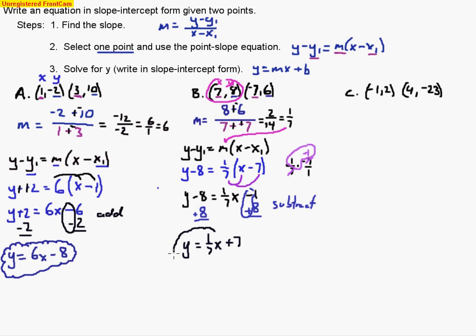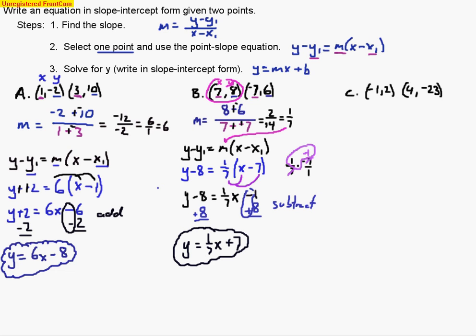And there it is. So again, it allows us to graph it fairly quickly using the y-intercept of 7 and then the slope of 1/7. And it also gives us a rule. So whenever we have an input of x, we can do some work and come up with an output of y. Well, here's another one.